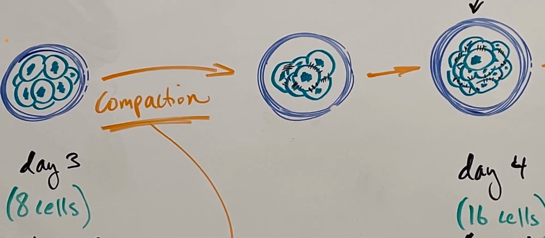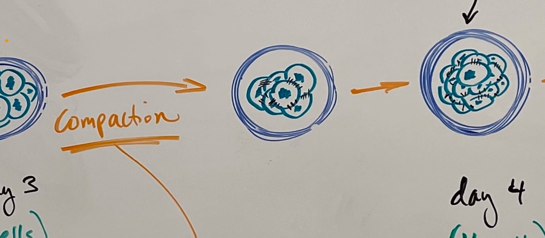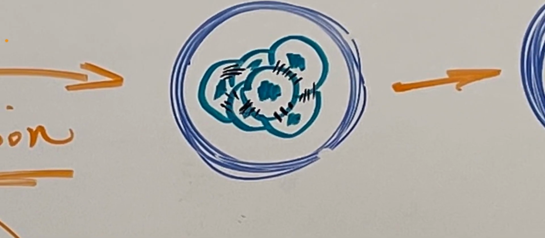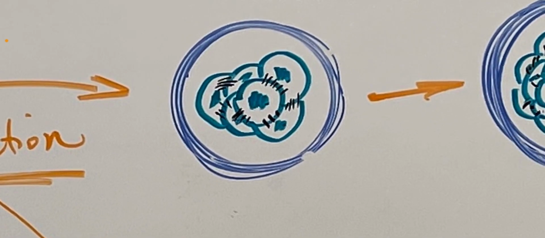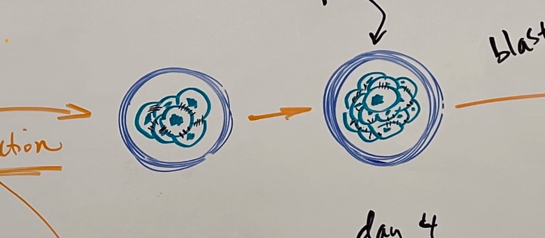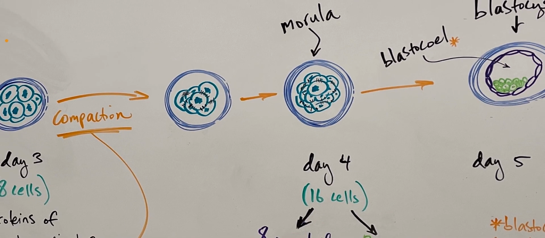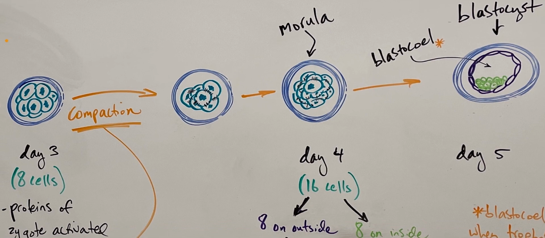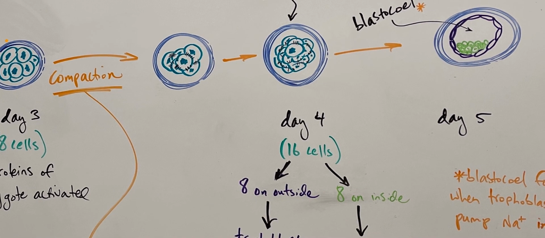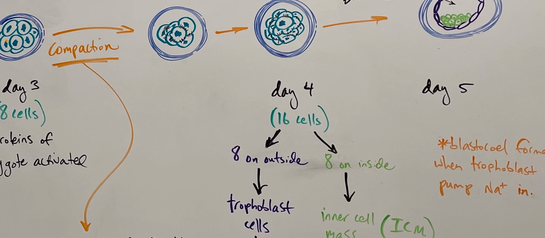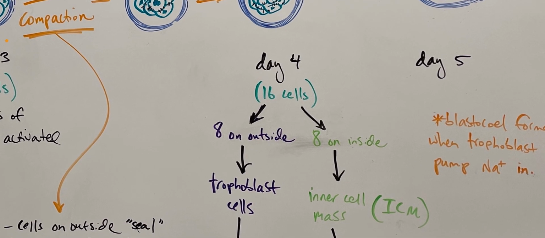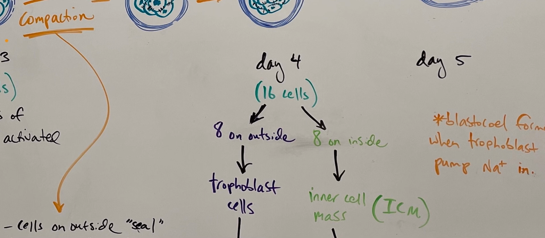Now, after this compaction process, this embryo of 8 cells is more tightly packed together. It shrinks in size within the zona pellucida. And these little black hash marks indicate that they're joined together with these really strong tight junctions, right? By day 4, another cell division has occurred to produce a 16-cell embryo called a morula. These 16 cells consist of 8 cells on the outside. These 8 cells on the outside will ultimately become the trophoblast cells, while the 8 cells on the inside are going to become the cells of the inner cell mass.